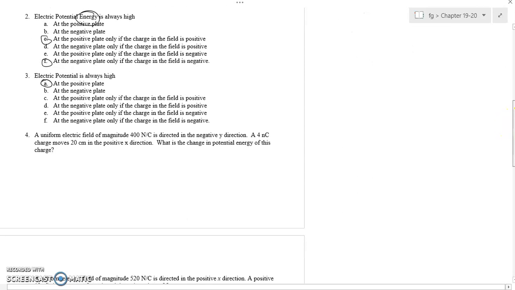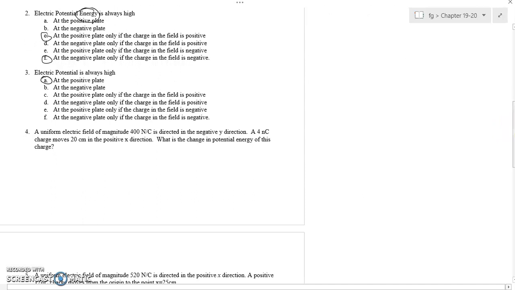Alright, number 4, electric field directed in the negative Y direction. So I'm going to draw a picture. I always draw pictures. I've been doing this for a lot of years, I still draw pictures, so you should as well. The electric field is going in the negative Y direction, so I know this side is positive, this side is negative, because again, electric field always goes positive to negative. And now we have a positive charge here, I'll put it somewhere in here, moving in the positive X direction, so it'd be like this.